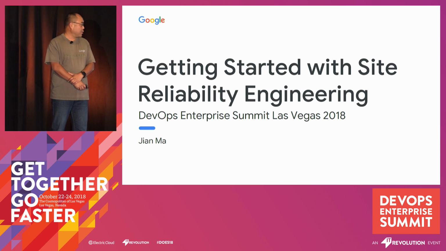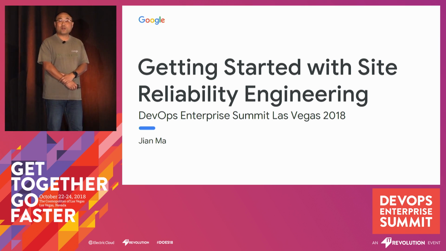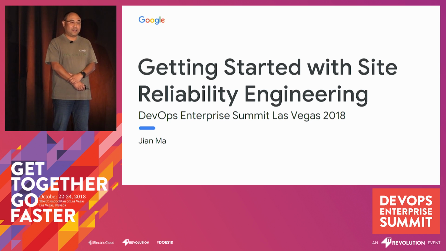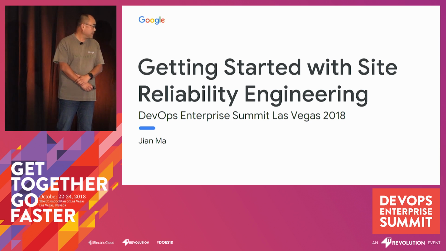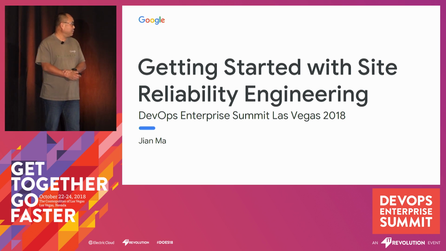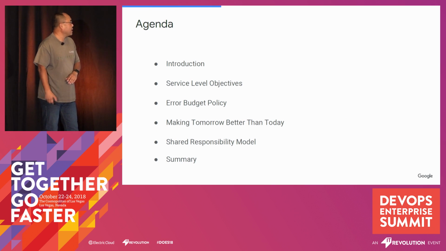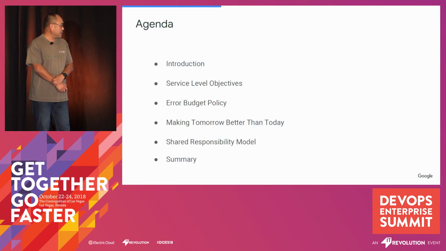This afternoon, I'm going to talk about some of the principles and practice used by Google SRE. And also, I hopefully can provide some insight about how to build an SRE team. So with that, let's go ahead. This is roughly what I'm going to talk about: introduction, service level objectives, error budget policy, making tomorrow better than today, shared responsibility model, and summary.